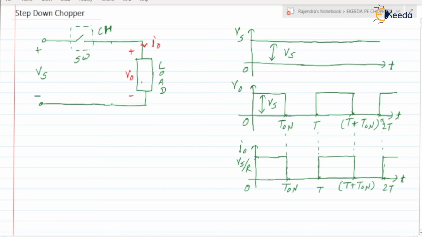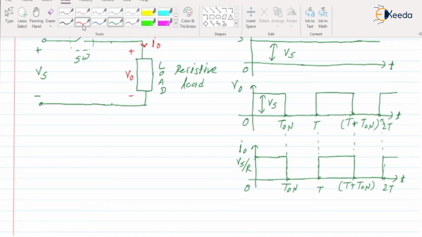Next, here the load voltage is V0. Suppose the load is resistive. For a resistive load, the voltage across the load is V0 and the current flowing through the load is I0. During t equal to 0 to t on, the switch is in the on state. From t on to T, the switch is in the off state. Now we are going to discuss the circuit operation.